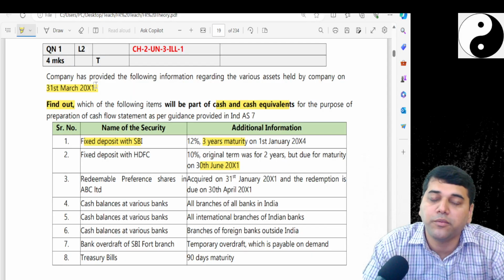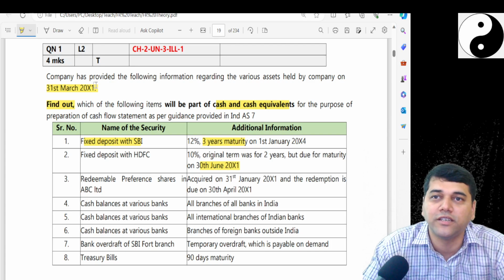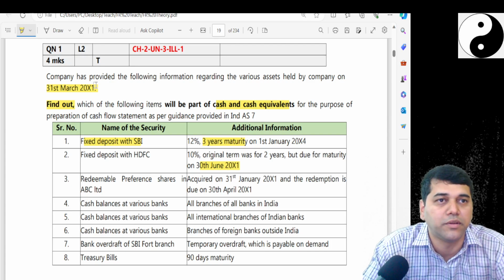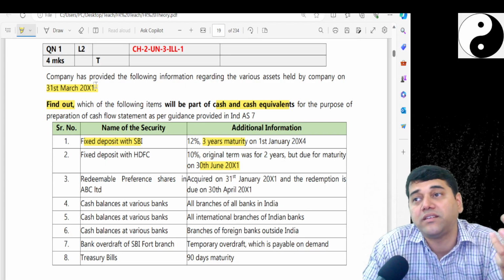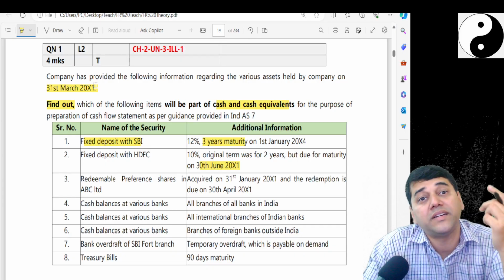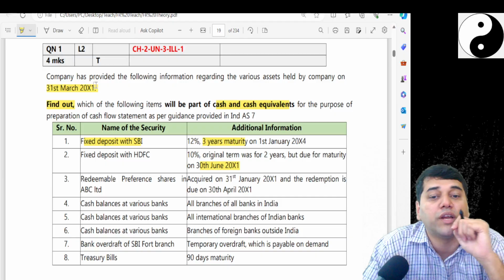Now tell me, what about the second case? It is due within 30 days, no? 3 months. But from when? From the date of acquisition. When did you acquire this?